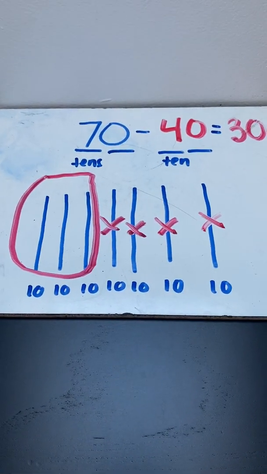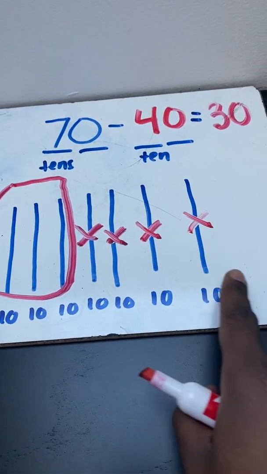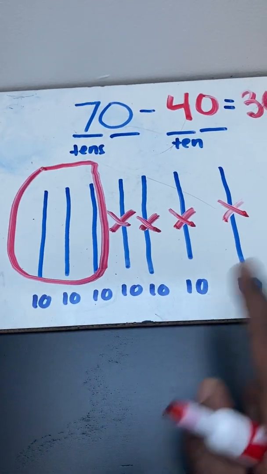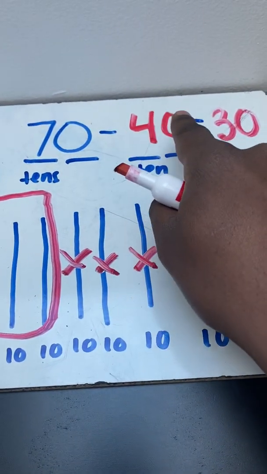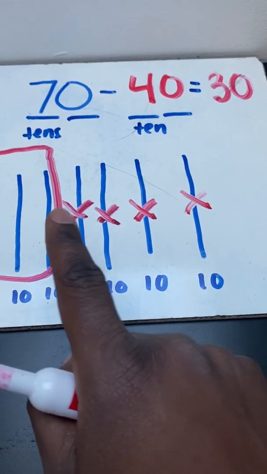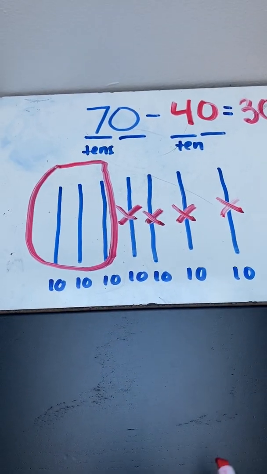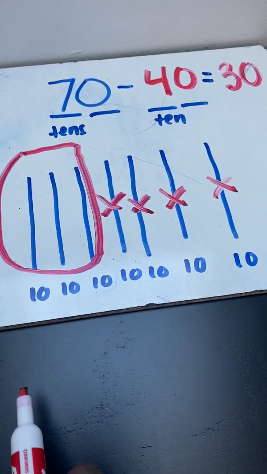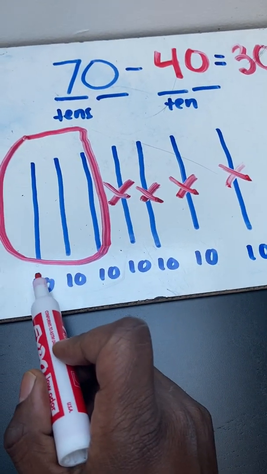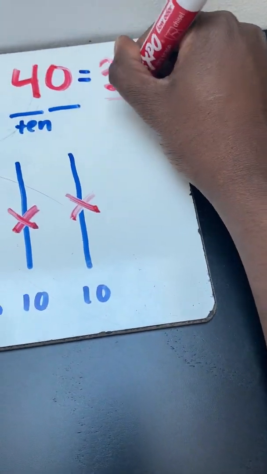All right. So we built 70. Those are the 7 groups of 10 that we started with. And we minused 4 groups of 10, which is 40. 10, 20, 30, 40. 1, 2, 3, 4 groups of 10. And after we took those 4 groups of 10 away, we have 3 groups of 10 left, or 30.